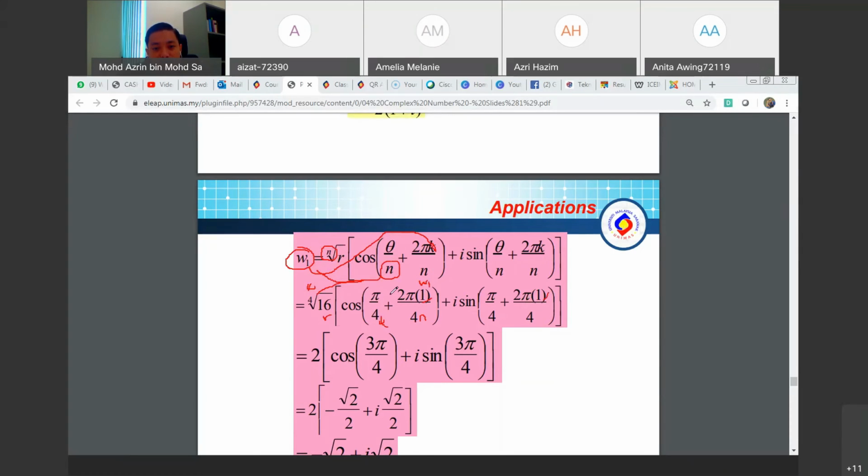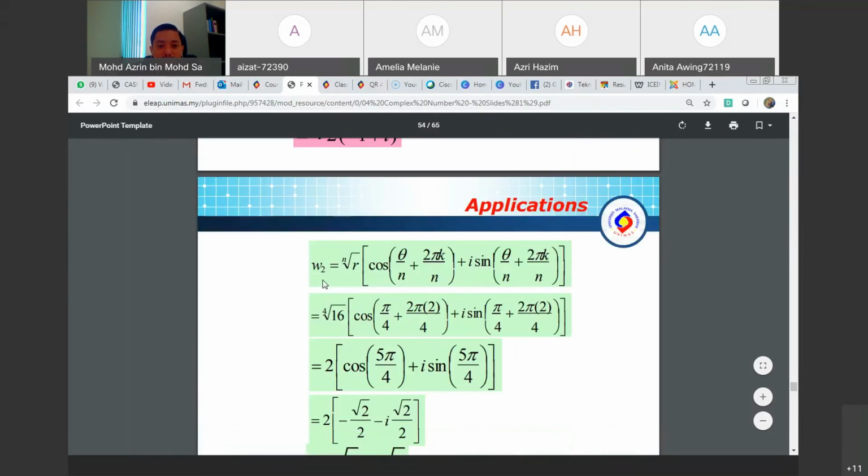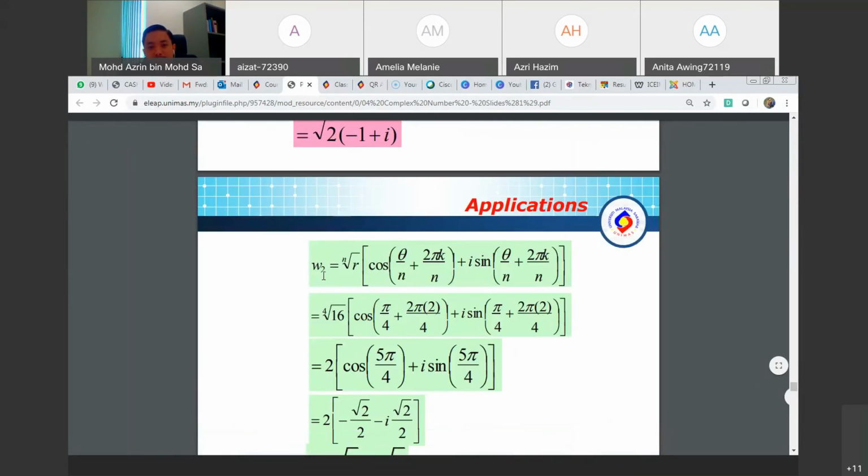So you solve this equation. So you dapat 3 pi over 4, dengan 3 pun sama, 3 pi over 4. You get the equation here. The solution you get square root pi -1 plus i. So itu adalah W1. Now W2 pula, benda yang sama je. You keep repeating the same methodology.